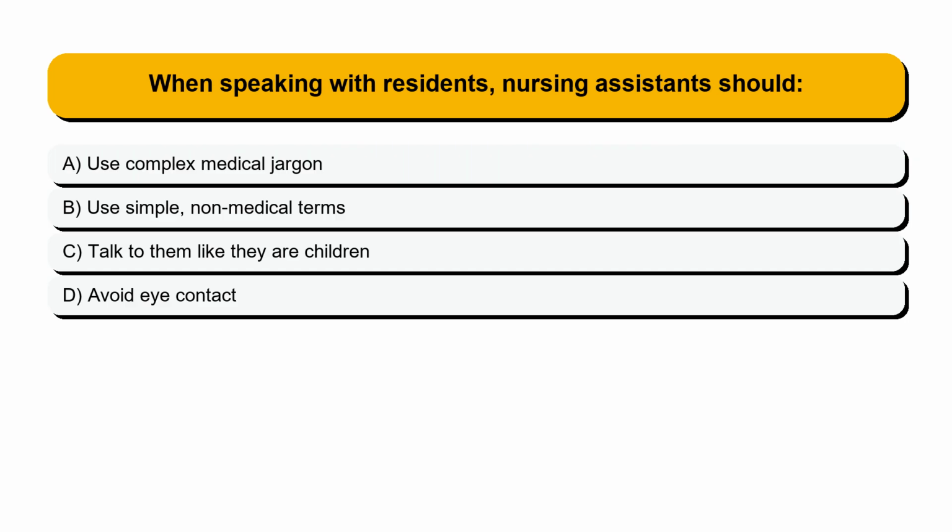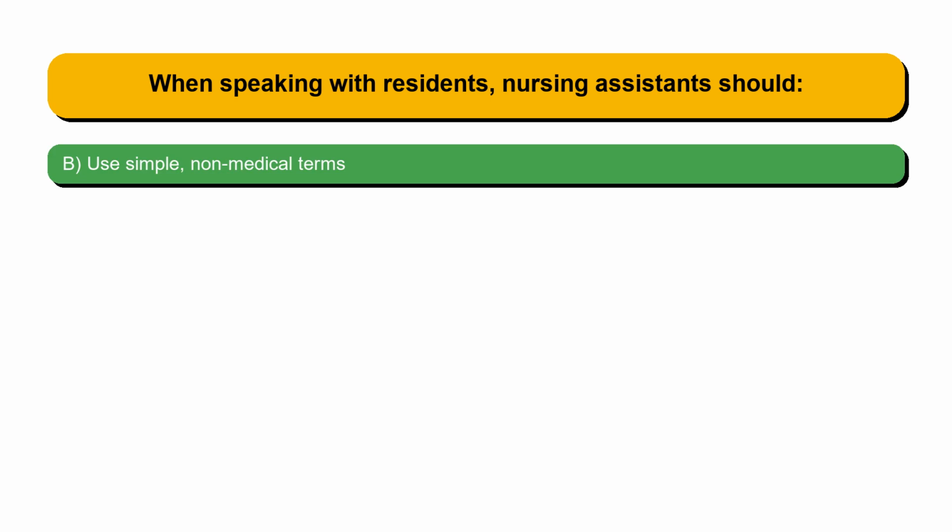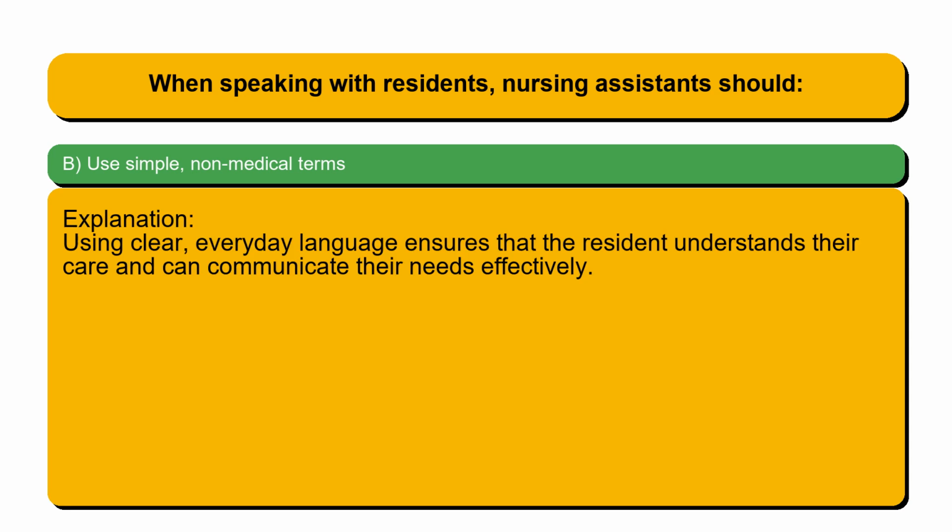Question 32. When speaking with residents, nursing assistants should: option A, use complex medical jargon. Option B, use simple, non-medical terms. Option C, talk to them like they are children. Option D, avoid eye contact. The correct answer is option B, use simple, non-medical terms. Using clear, everyday language ensures that the resident understands their care and can communicate their needs effectively.